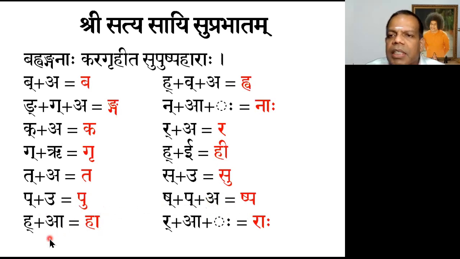Pushpa. The next letter is ha, plus a, ha. And the last letter is ra, plus a with a visarga, rahaha. Ha, ra.